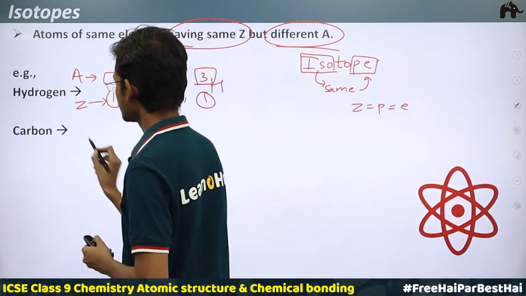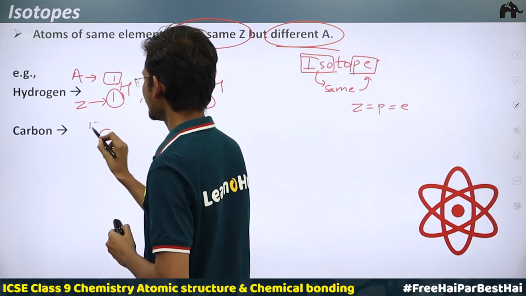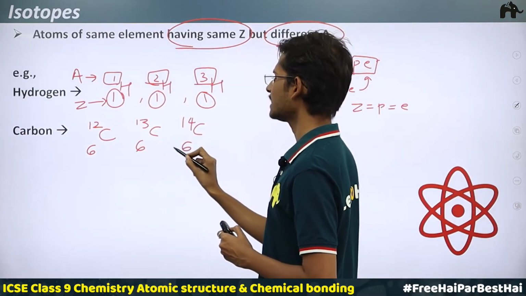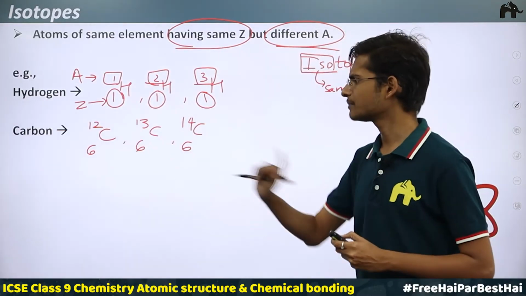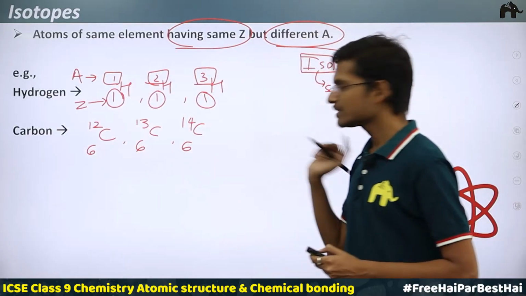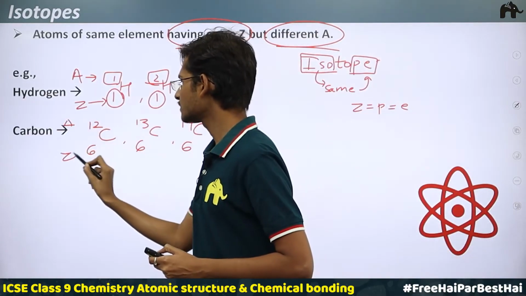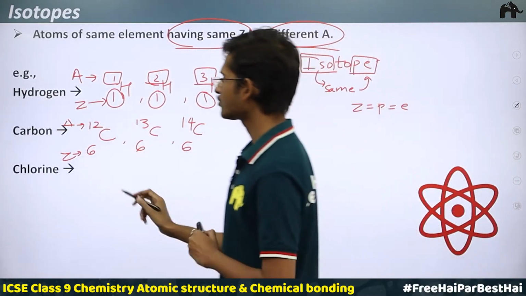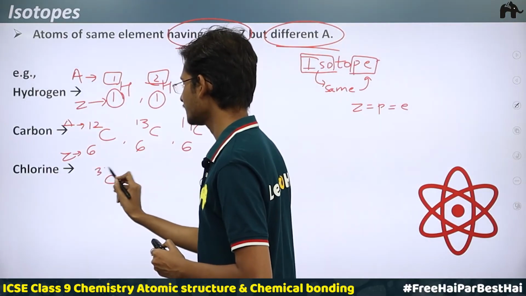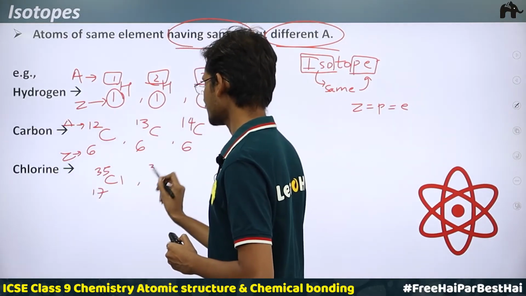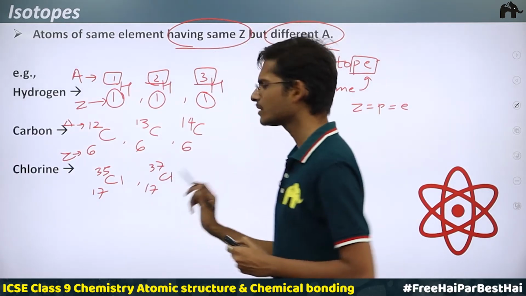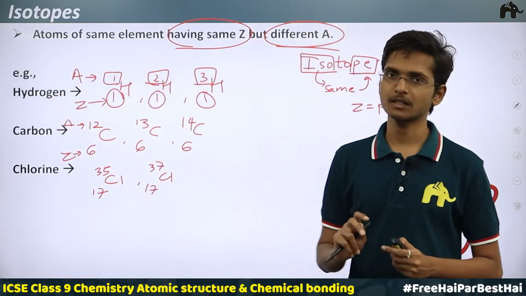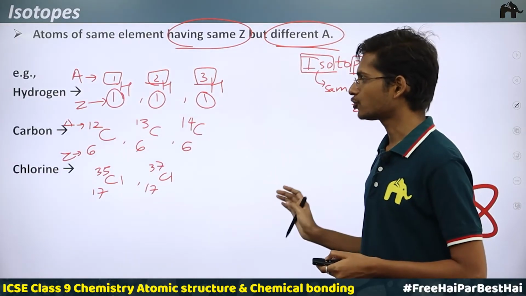Moving ahead, let's see the isotopes of carbon. 12C6, 13C6 and 14C6. These are the three isotopes of carbon. Here also the atomic number is the same, again A to Z, but the mass number is different. One more example we have to study in our syllabus is chlorine: 35Cl17 and 37Cl17. You need to remember these things. Again same atomic number but different mass numbers. So this is all about the isotopes.